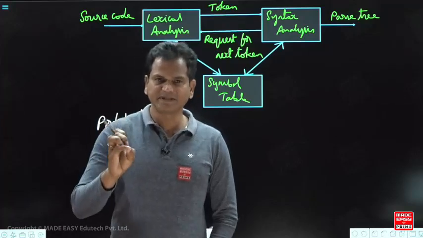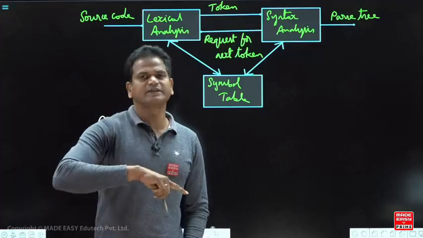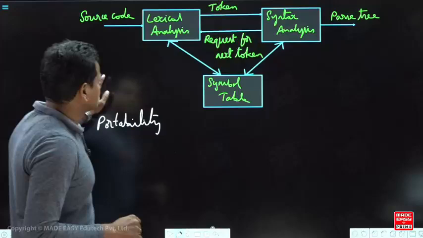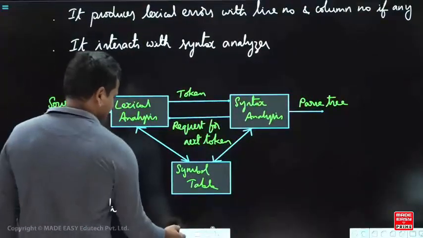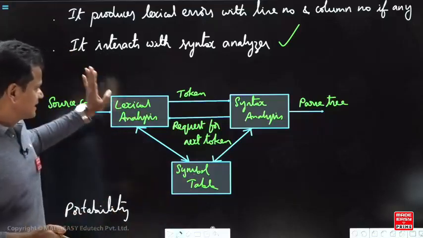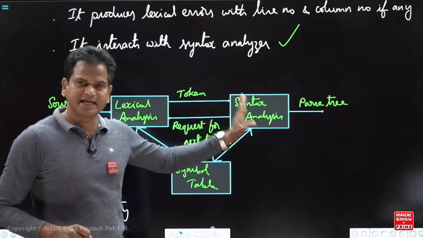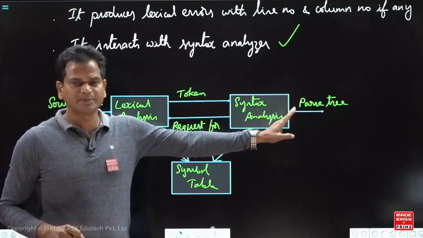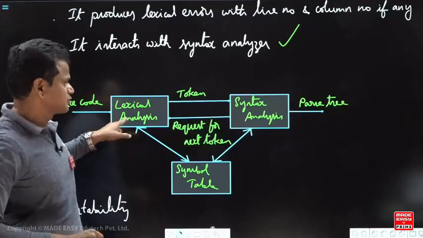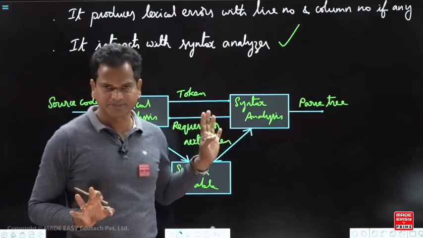So design will be simple, efficiency will be more, and portability will be more when you separate the lexical analysis from the syntax analysis phase. I'll give you the notes. This first part we have done. So I repeat: the lexical analyzer produces a token. For that token, the syntax analyzer checks the syntax. If it is well formed, it constructs a parse tree. That parse tree will be given to the semantic analysis phase, and it requests the next token. Until it gets the request for the next token, the lexical analyzer will not produce the next token.